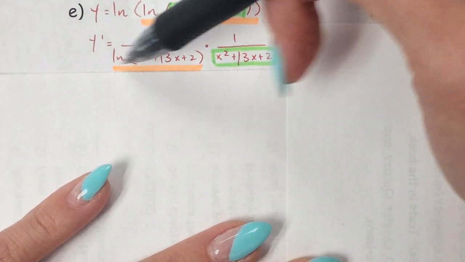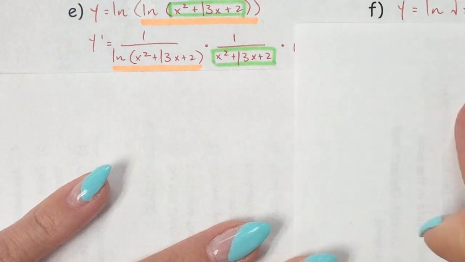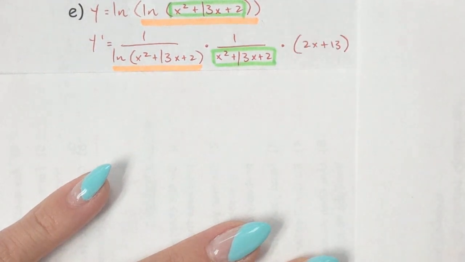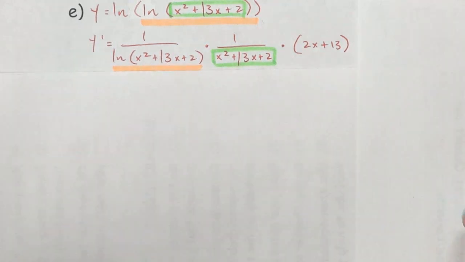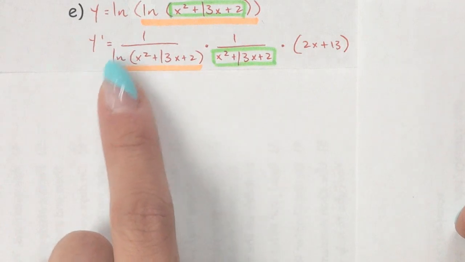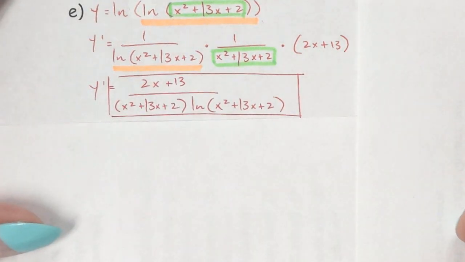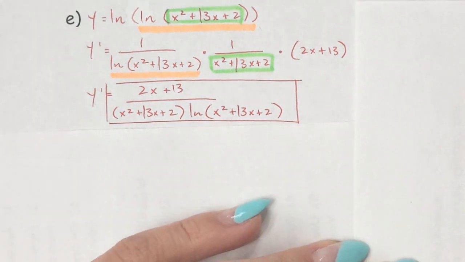And then this ln has its own box, so now I have to take the derivative of that box, which is 2x plus 13. And then all you can really do to clean that up is put this as a numerator and maybe put this in front, because this is an ln, so we don't want to leave this in the back. So here's what I mean. Final answer done. A little bit interesting, right? You can do it. I have faith.